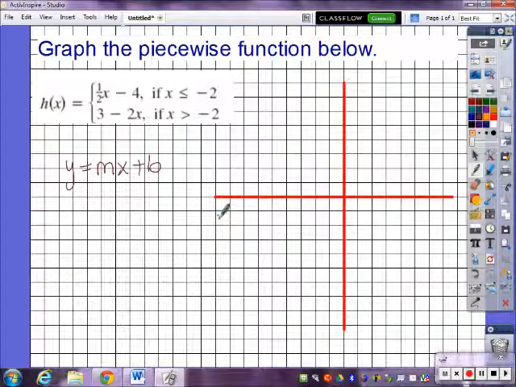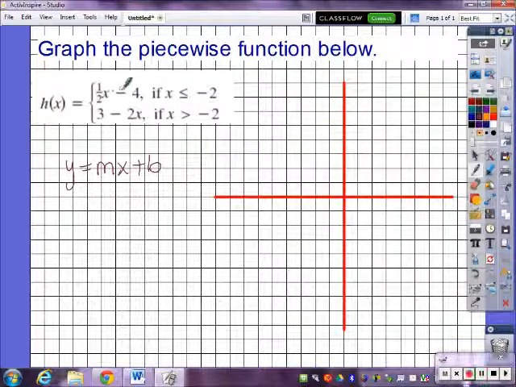And when I graph, I like to graph the whole line and then just erase for a piecewise function. So I'm going to graph 1/2 x minus 4 first. And then I'm going to graph 3 minus 2x second. And then I'm going to do some erasing wherever our boundaries are defined by the inequalities here.